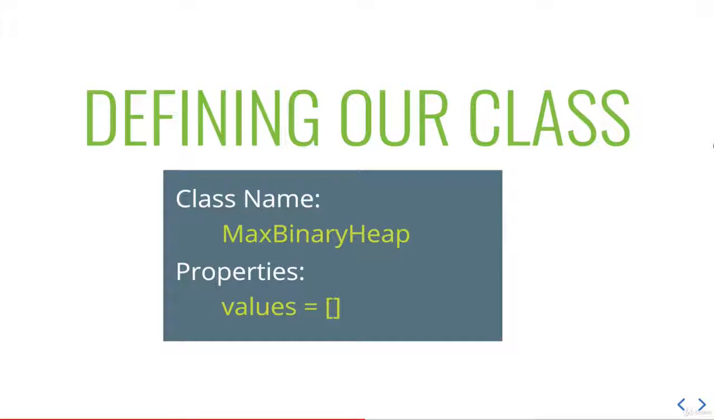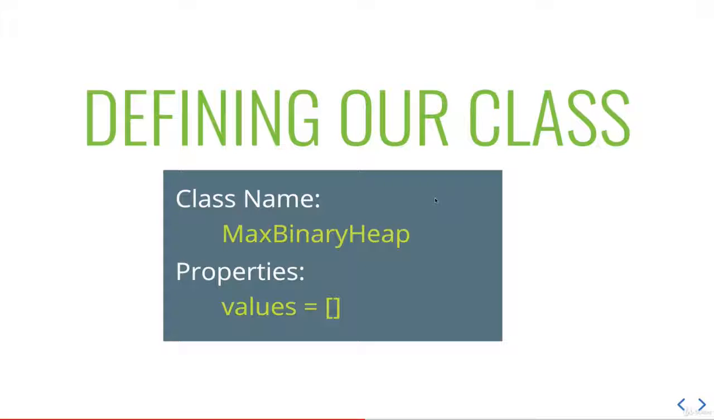All right, welcome back. So here is our base structure for our max binary heap class. It's very simple. We are implementing only a max binary heap, but to change it over to a min binary heap is very simple once you know how to do max. So either one could have worked.